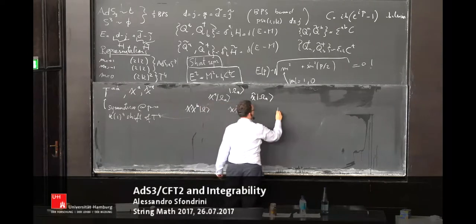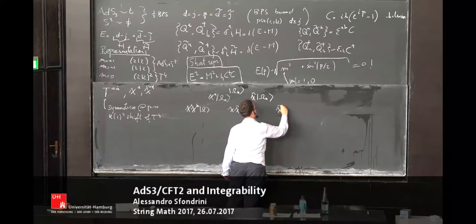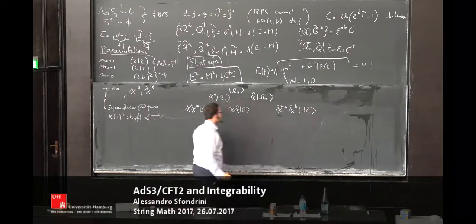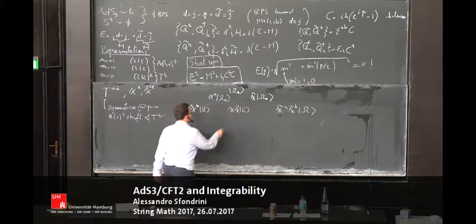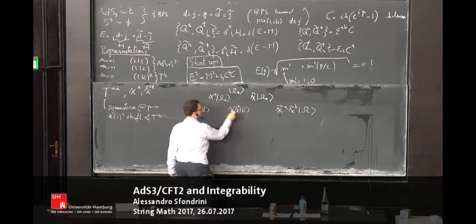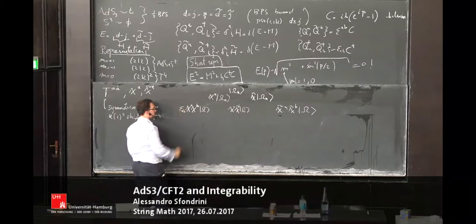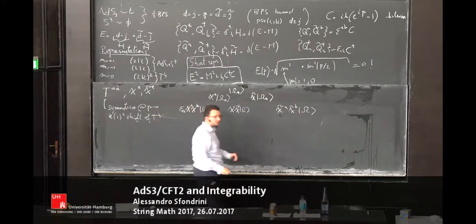Or 2 χ tildes. But of course, these are fermions at zero momentum, so I should not forget that their wave function is completely antisymmetric. So for these guys, there's no problem because they're different, but this will only be non-zero. This wave function will only be non-vanishing if I contract this with an epsilon.